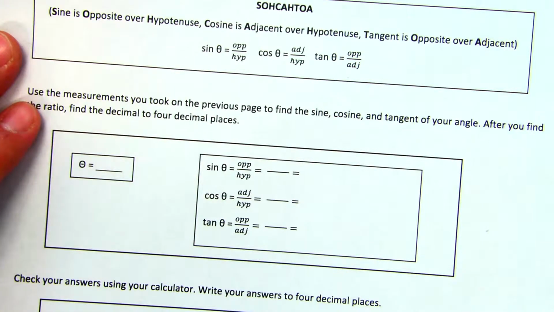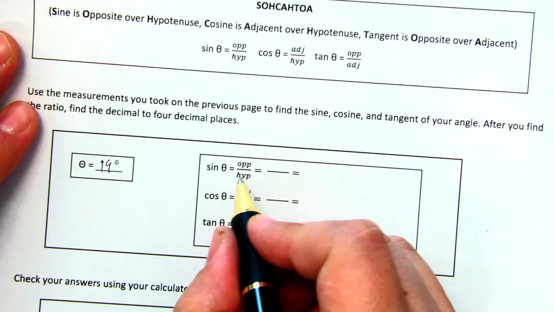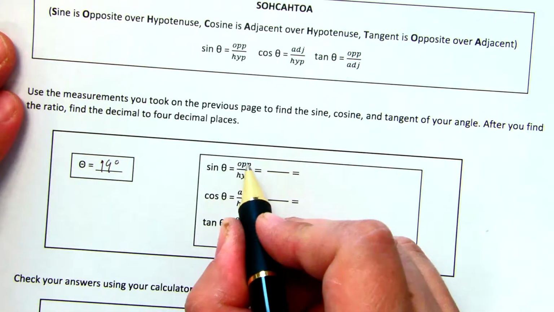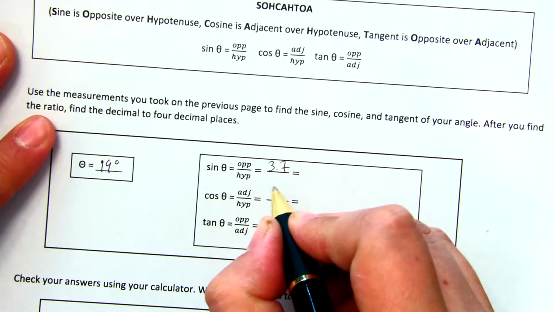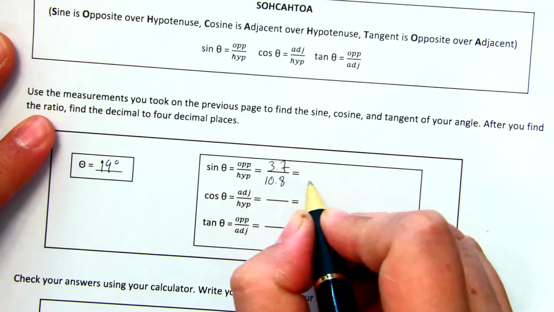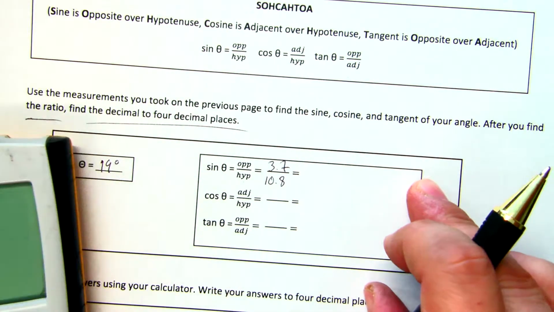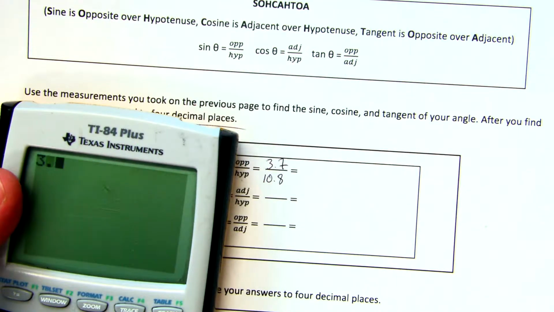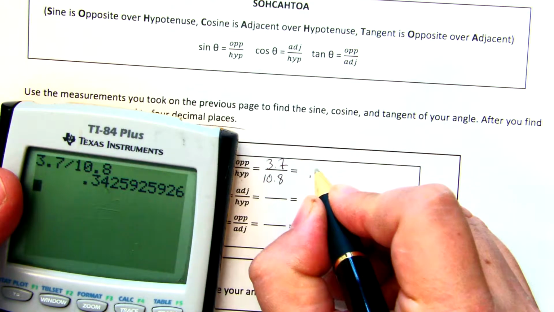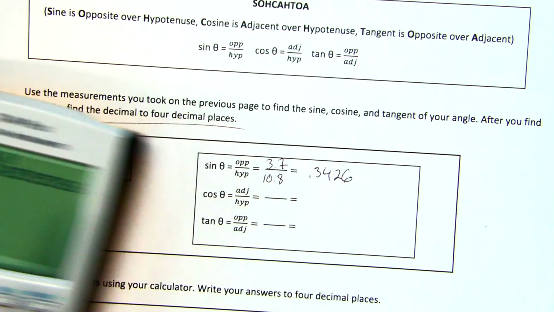Okay. So my angle I said was 19 degrees. So sine theta is going to be the opposite length over the hypotenuse. So the opposite length was 3.7 centimeters, and the hypotenuse was 10.8. I'm going to write that. So after you find the ratio, find the decimal to 4 decimal places. So 3.7 divided by 10.8, and I get 0.3426. Okay, 4 decimal places.